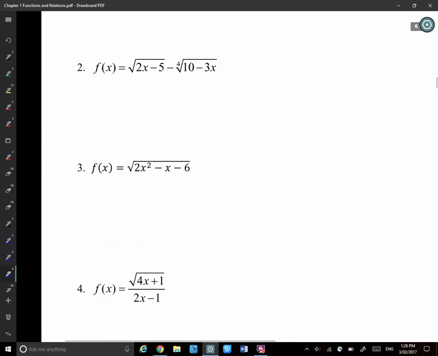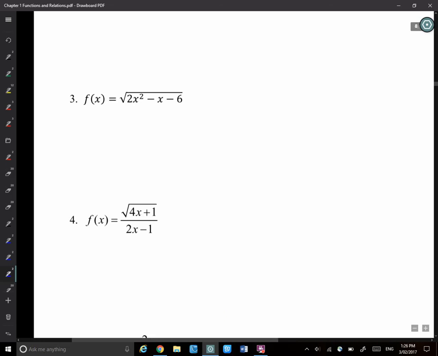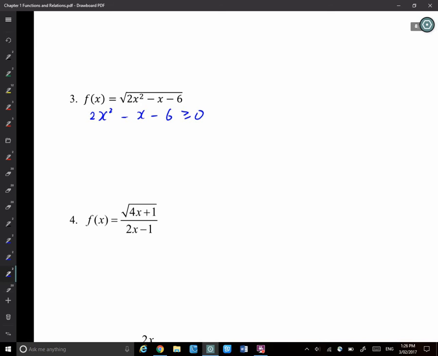Okay, so let's have a look at number 3. I have 2x squared minus x minus 6 to take the square root. So the thing under the square root must be greater or equal to 0. But this is a quadratic inequality. Remember that except linear inequality, for all the other inequalities, for example cubic inequality, quartic inequality, you need a graph to help you find out the answer.